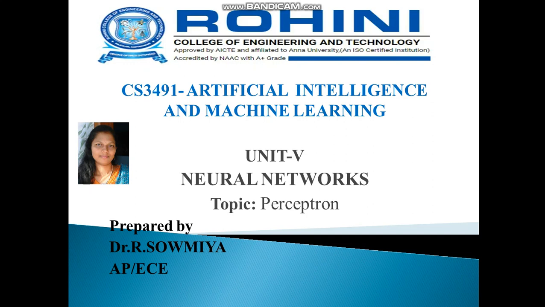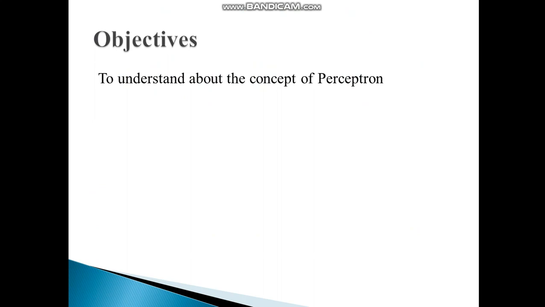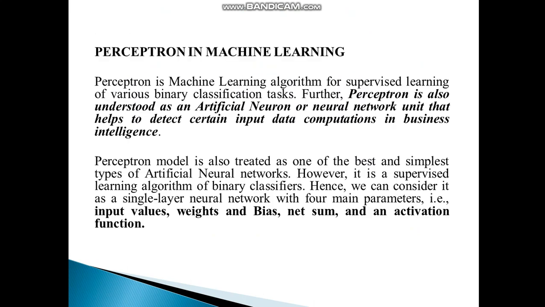Here the subject is Artificial Intelligence and Machine Learning. Unit 5 is the neural network. Here we are going to see the topic about perceptron. Objective: to understand the concept of perceptron.